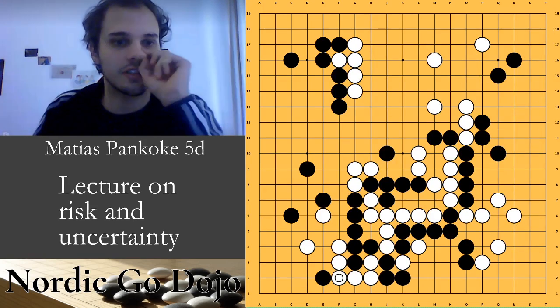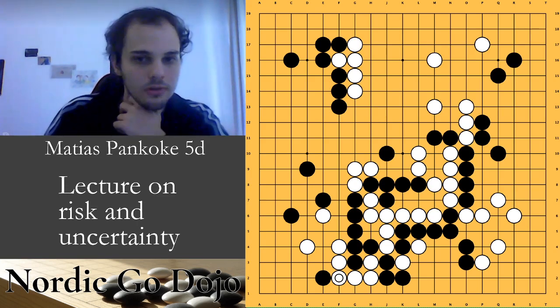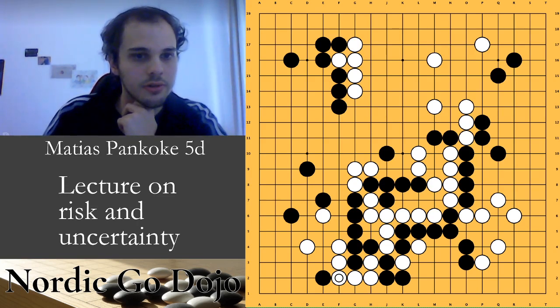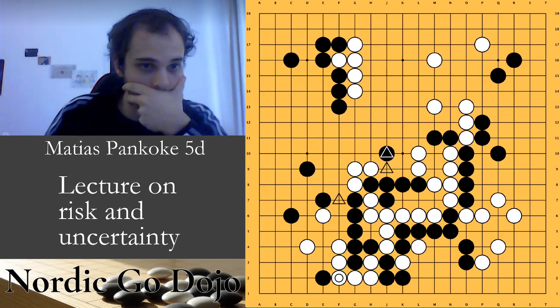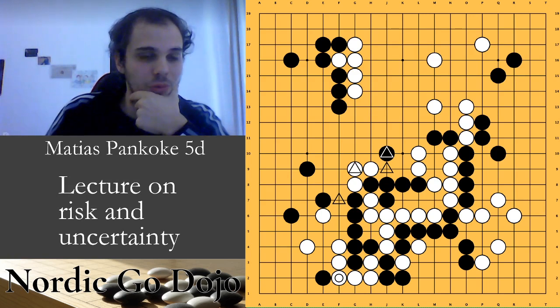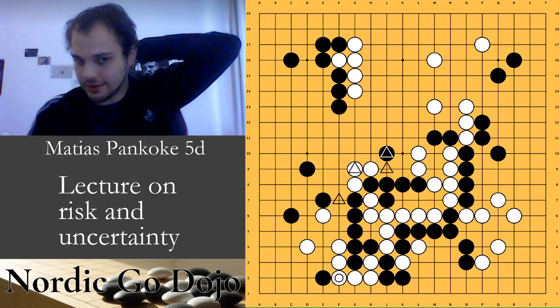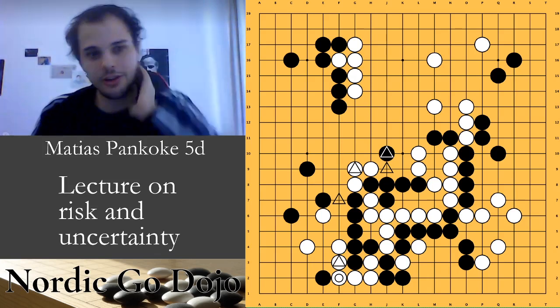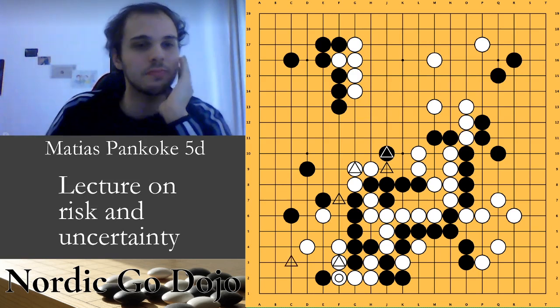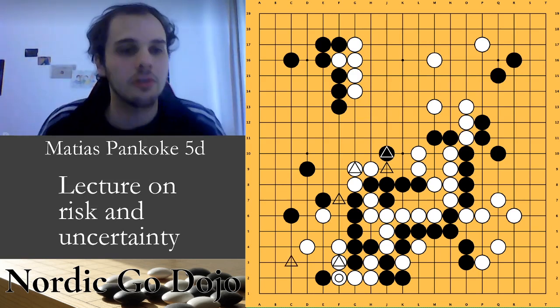Yeah, this example. Okay, so what is going on here? Black has this group and this cutting point, but black also has this cutting point. White has the weak group here if black gets to connect everything. And white, in theory, also has a problem with this group if black can invade in the corner. So there's lots of stuff going on.